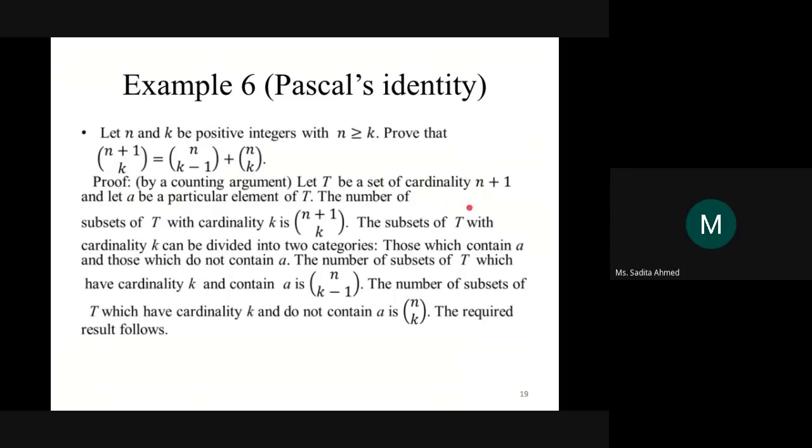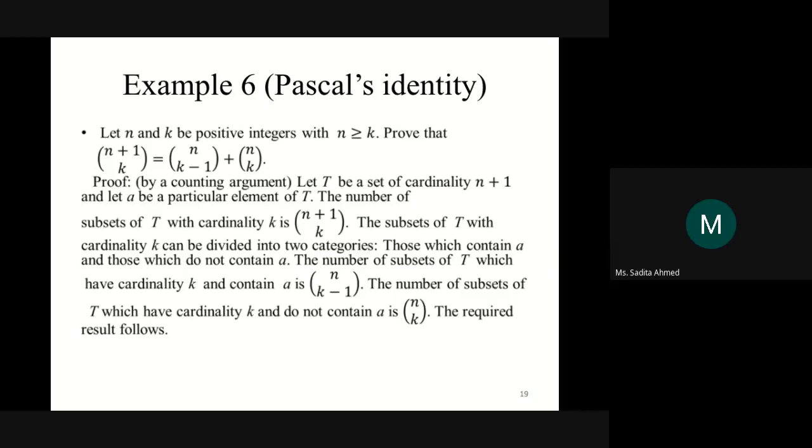Our total was n plus 1 options. From there we have already chosen one option, A. A is one of these n plus 1 elements, right? I have already chosen A from here. Since we have already chosen A, we cannot choose it again. So the number of options left to choose from is n. Does that make sense? Yes, miss.